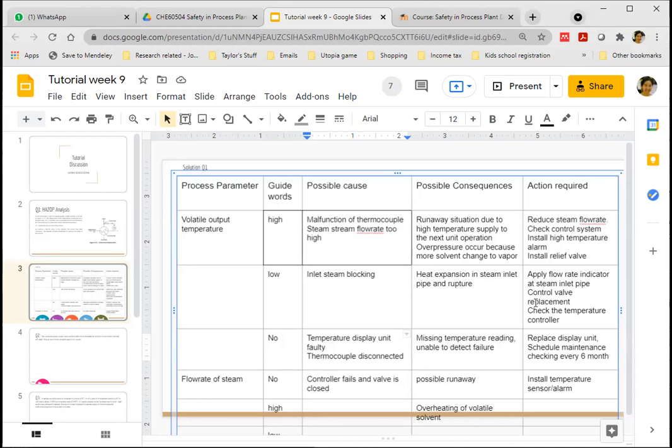Any questions? Because this is very important for your assignment 1. Yeah, we are preparing you for your assignment 1. And also, for those of you who attended your internship last year or early this year, you have known that some companies also have this HAZOP practice.